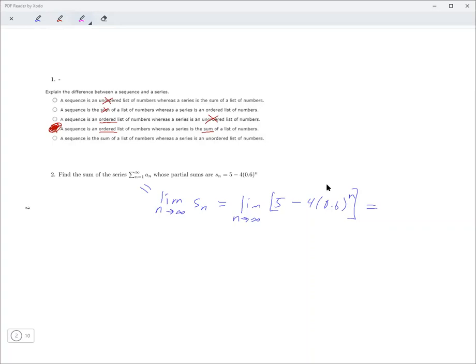It approaches 0? Yes. This piece goes to 0 because 0.6 is less than 1. That's the key. 0.6 is less than 1. So when you take things that are less than 1 and raise them to powers and you're increasing the powers, that's going to go to 0. So in the end, you're just going to be left with 5. Okay, and that's going to be the answer to exercise number 2.